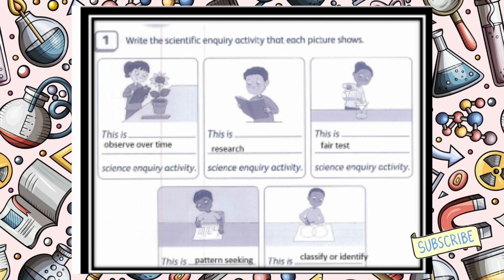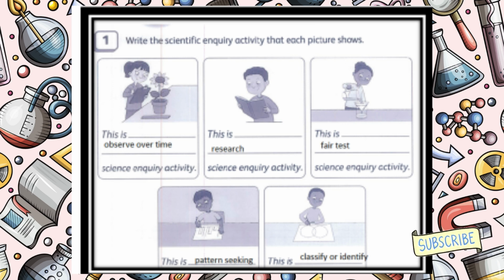Now, picture one, you can see a girl is recording something or a girl is observing something. So, this is the observe over time scientific inquiry activity. Now, in picture two, a boy is getting knowledge from a book. So, he is researching something. This is research. Now, picture 3. This is fair test. She is doing a test.